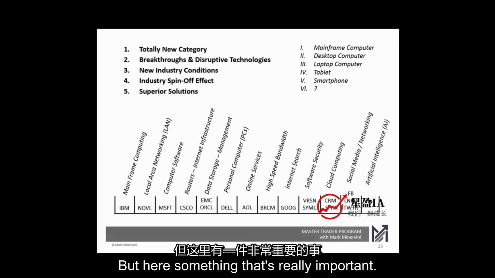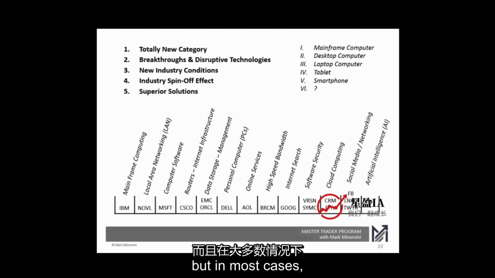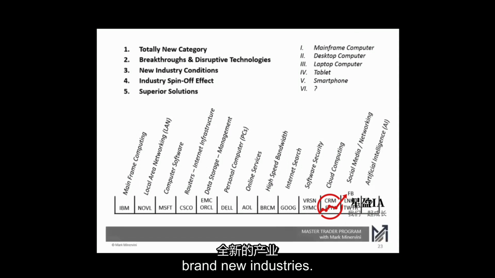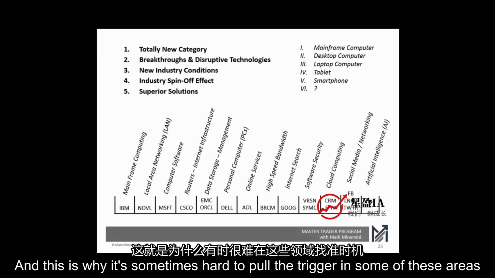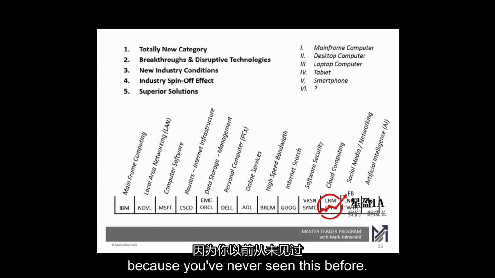But here's something that's really important. Again, this goes back to not only are we looking for newer companies, but in most cases, we're looking for brand new categories, brand new industries. And this is why it's sometimes hard to pull the trigger in some of these areas and buy some of these companies at the most opportune time, because you've never seen this before.